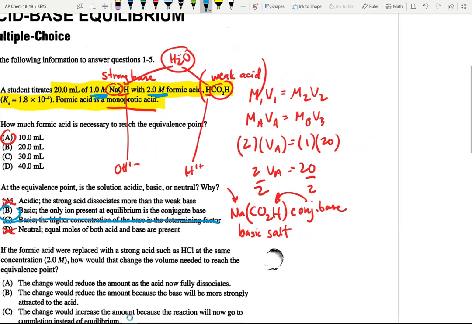Now, again, you could write the equation. It's not going to ask you to write an equation on a multiple choice problem, but it's nice if you can justify in your head.